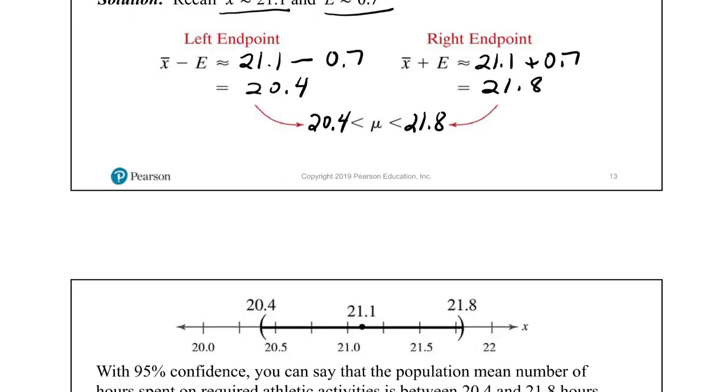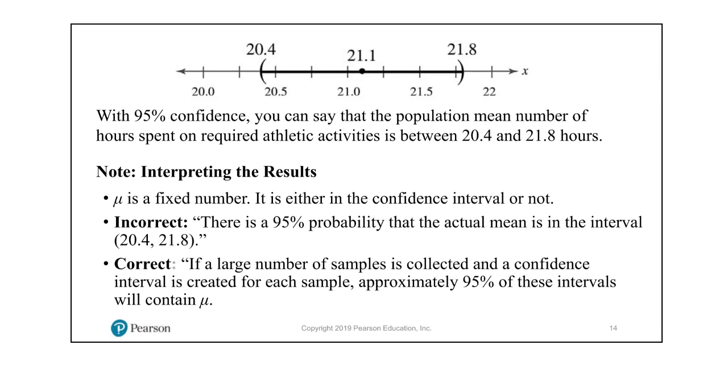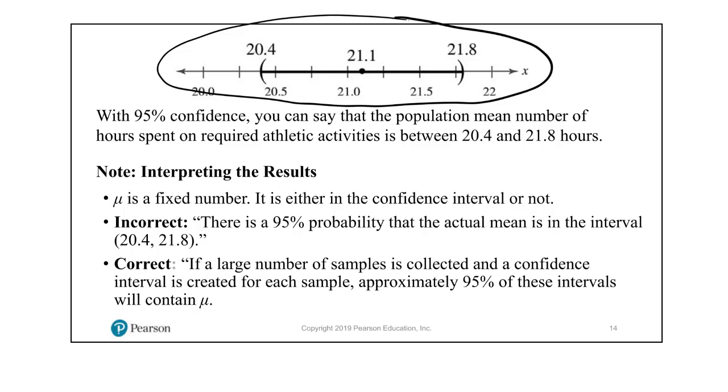So what have we actually found? Well, we're saying that with 95% confidence, the population mean number of hours spent on required athletic activities is between 20.4 and 21.8 hours. The diagram up here is showing you on a number line what we're talking about. Here is the sample mean, 21.1, and we've gone back 0.7 and forward 0.7 to create this interval.